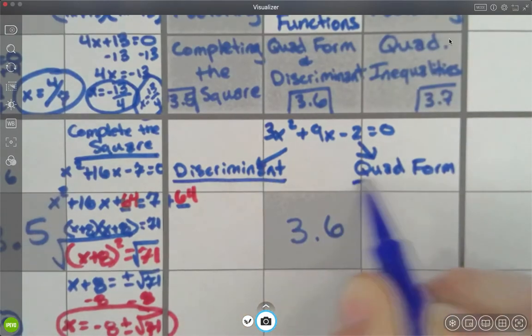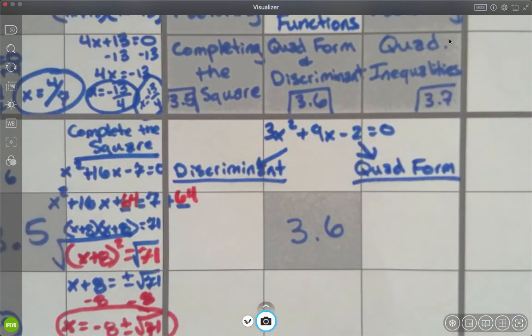What is the discriminant? I don't know. Wait. What is the discriminant? It's in the square root. It's the step underneath of the square root. What is underneath of the square root? 9? No. What's underneath the square root? 3? No. What's underneath of the square root? 6? I don't know.